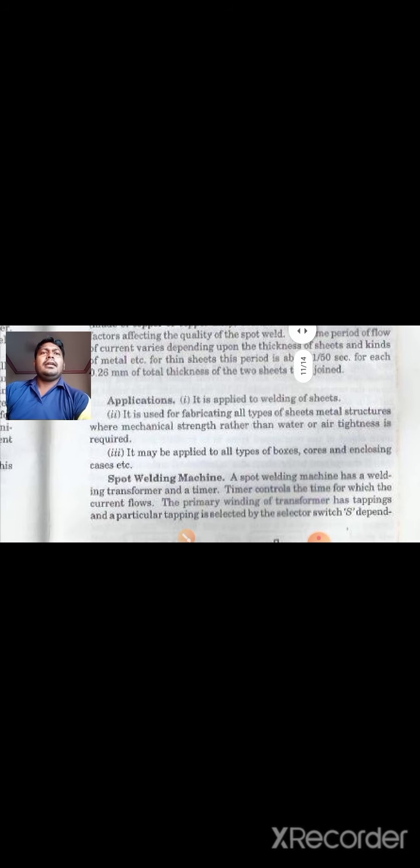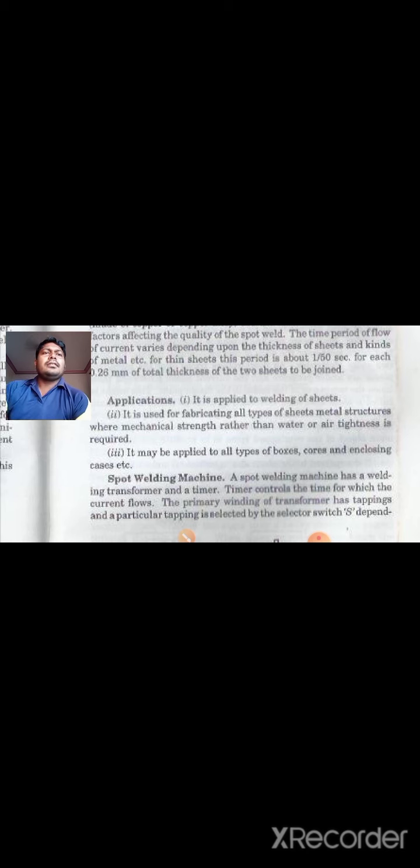Now the application. In the application part, it is applied to welding of sheets. It is used for fabrication of all types of sheet metal structures where mechanical strength rather than water or air tightness is required. It may be applied to all types of boxes, cores, and enclosing cases, etc.